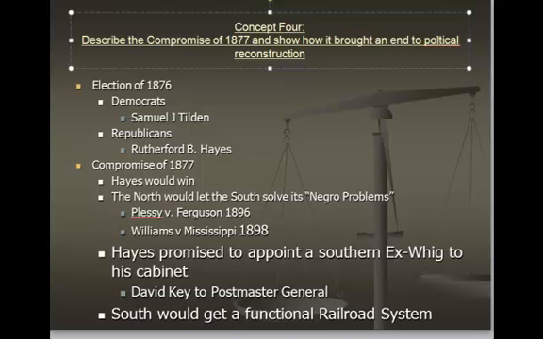All right, Concept 4 of the essay on Reconstruction. So in Concept 4, we'll be discussing the election of 1876 and the Compromise of 1877 and show how they brought an end to political reconstruction.